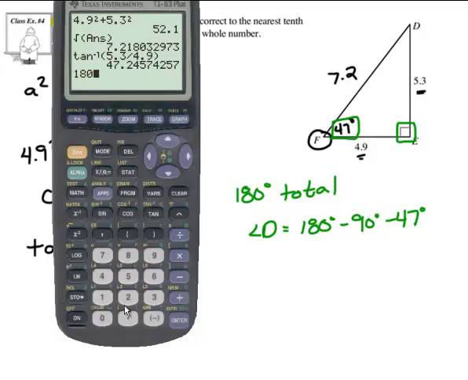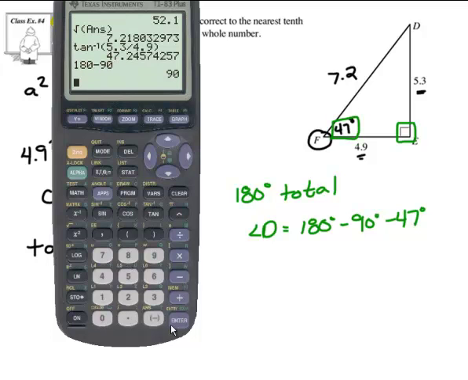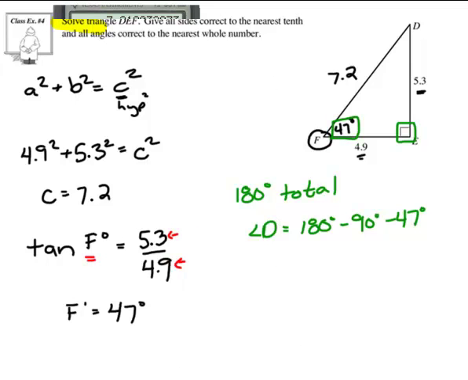So 180 minus 90, or some of you will start with 90 because you already know 180 minus 90 is 90. And then subtract the 47 that you just calculated. That leaves 43 degrees left. That must be angle D. So angle D is equal to 43 degrees.